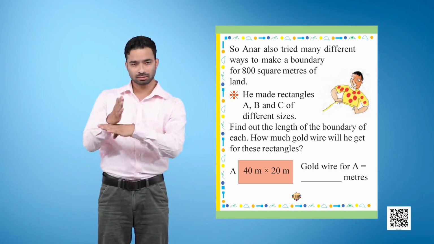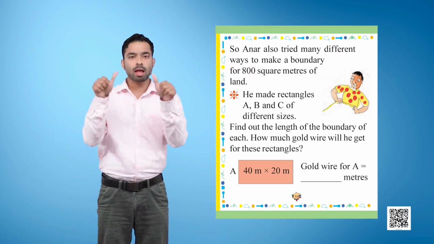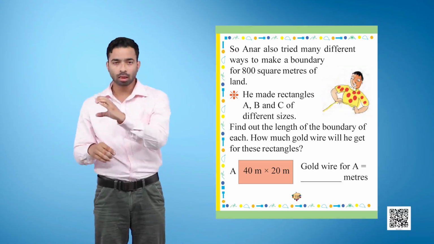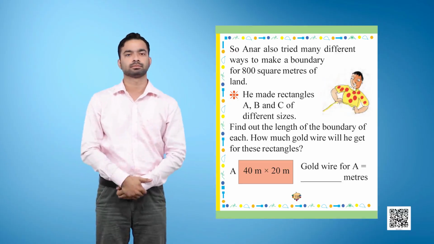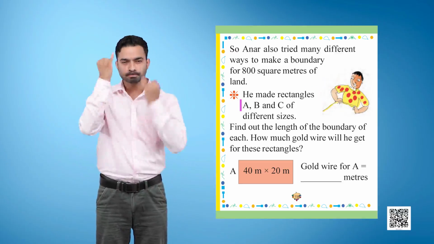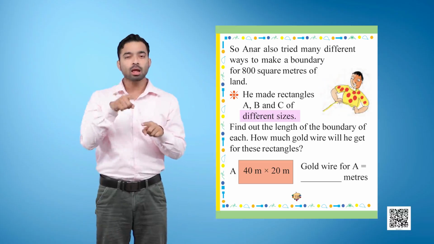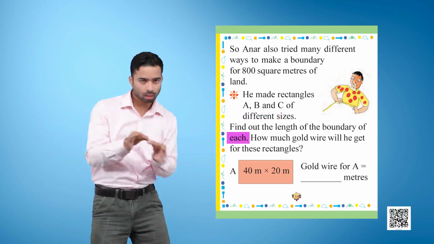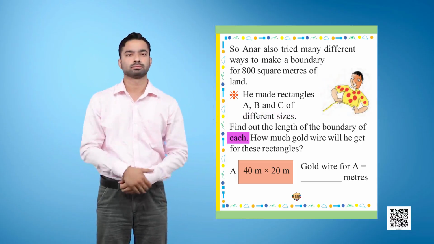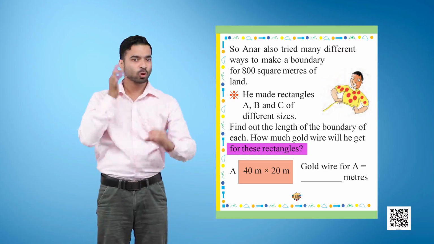Towards the right side of the page, we see a picture of Anar trying his luck in making the boundary for land with area 800 square meters. He made rectangles A, B, and C of different sizes. Find out the length of the boundary of each. How much gold wire will he get for these rectangles?